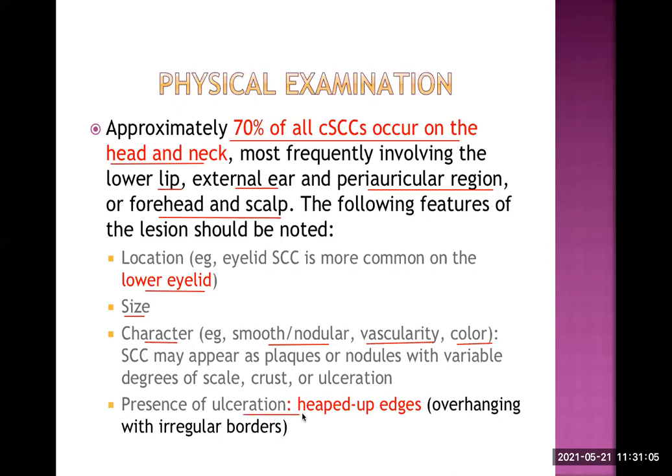Presence of ulceration. The important point here is heaped up edge. Heaped up edge means overhanging edge with irregular border. This is one of the very, very important points of cutaneous squamous cell carcinoma. Because of rapid growth, the edge or the margin is overhanging from the ulcer site. This is known as heaped up edge.